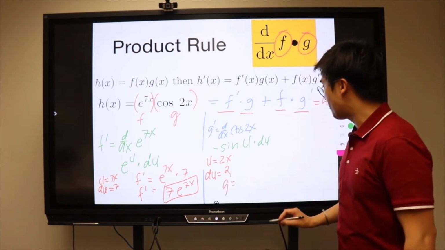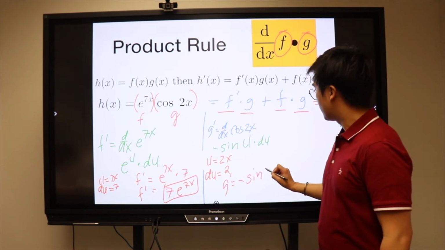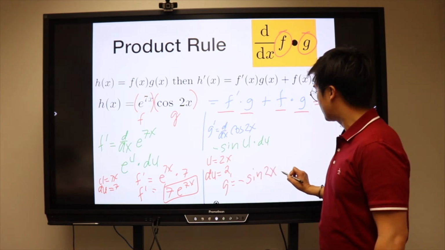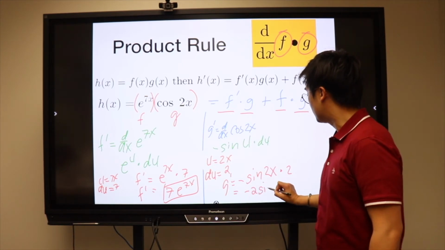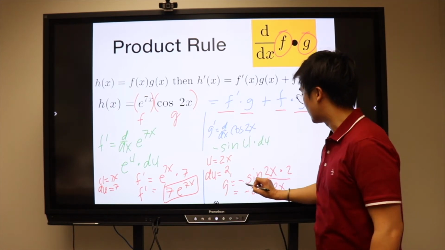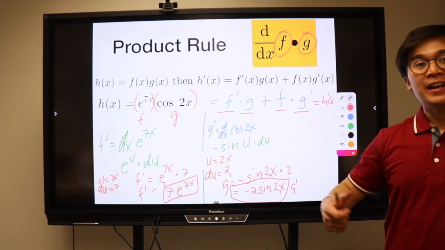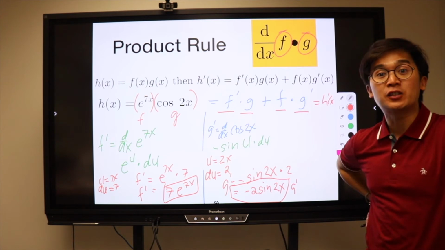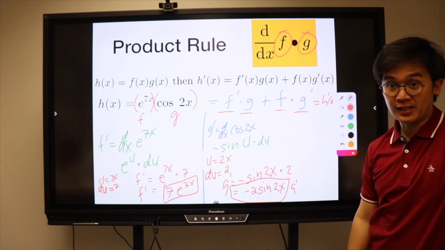And now we have the g prime, right? And what is the g prime? Negative sine 2x times 2, or negative 2 sine 2x. That is your g prime. And again, now that you have all the ingredients you need, just put them all together and you have your derivative.